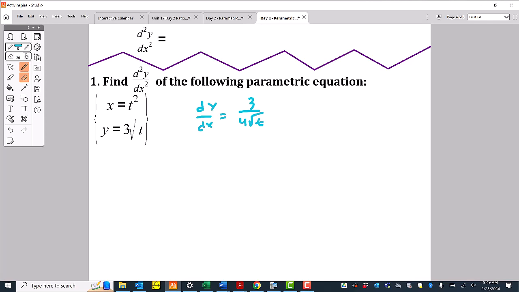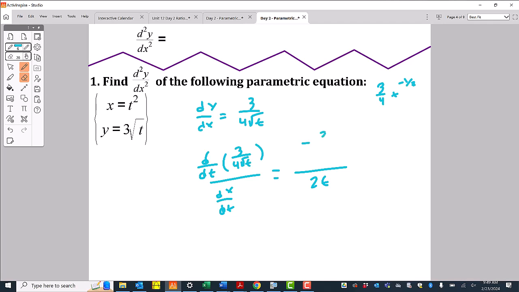And then we want to take the derivative of that with respect to t and divide it by the derivative of x with respect to t, which means we're going to have divided by 2t. Then we'll figure out what that is. That's going to be 3 over 4 t to the negative 1/2. Pull it down, we get negative 3 over 8 t to the 3 halves. We combine them, get them as a common fraction, and we get negative 3 over 16 t to the 5 halves. That's the second derivative.